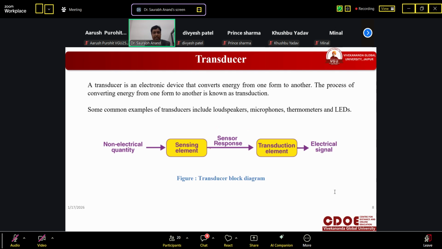So this is the block diagram of transducer. So it is a non-electrical quantity. There is a sensing element, which gives the response accordingly, whatever it senses, and there will be a transduction element, means the device which will finally convert it into electrical form. So this is a basic block diagram of transducer, showing the steps of transducing anything, right?